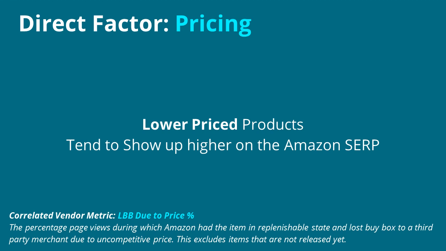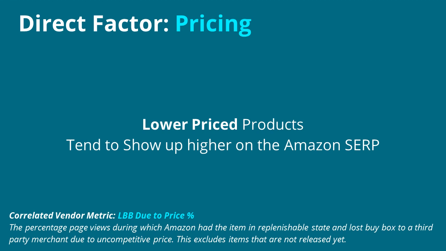So great question. And the correlated vendor metric, again, if you're in Vendor Central that you'd want to look at, is the LBB due to price percentage. It's the lost buy box due to price percentage. And that's the percentage of page views during which Amazon had the item. So basically it's in Amazon's FCs, fulfillment centers. It's in Amazon's network of warehouses. And you had lost the buy box due to a third-party merchant.